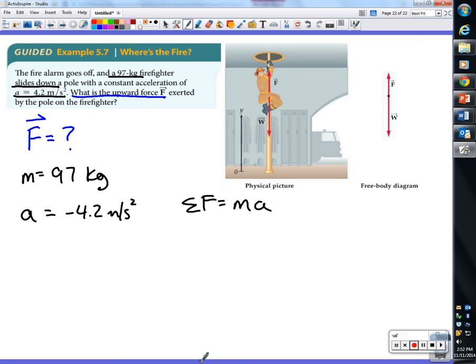How many forces are acting on this firefighter? 2. Okay? Does that make sense what I just did there? Remember that net force is the sum of the forces, so all I did was sum those two forces that are there. Okay? First, do we know what the weight of this firefighter is? Not right now, but we can figure it out, right? How do we figure out the weight of something?